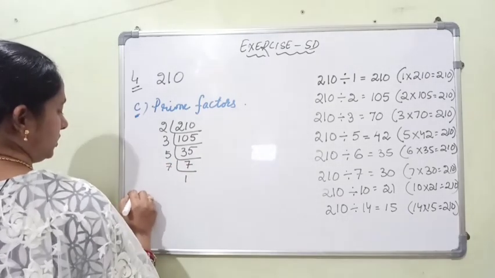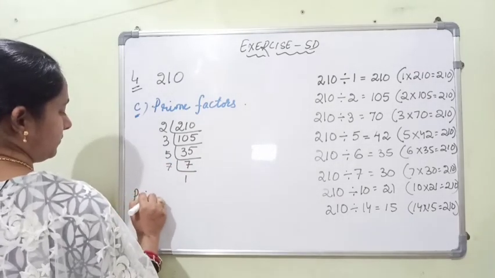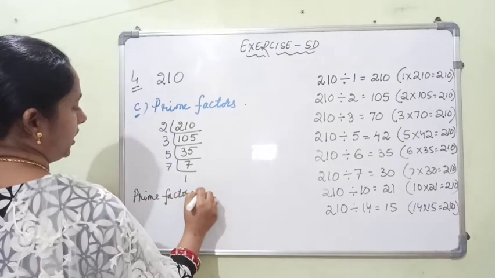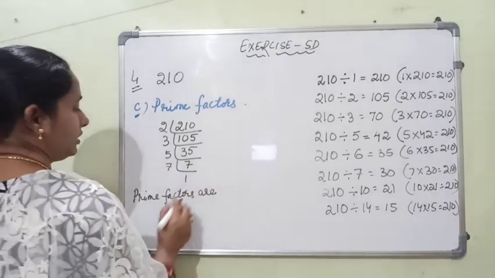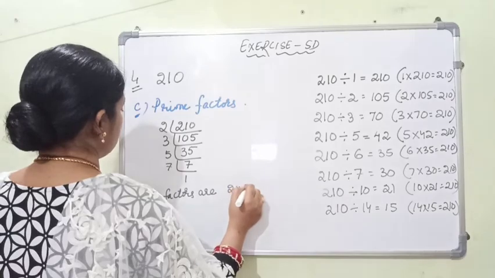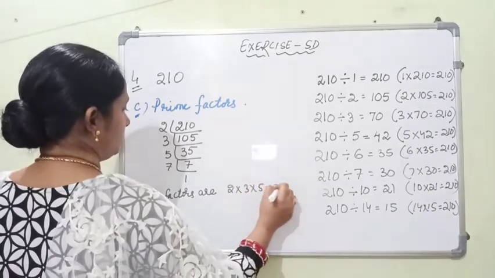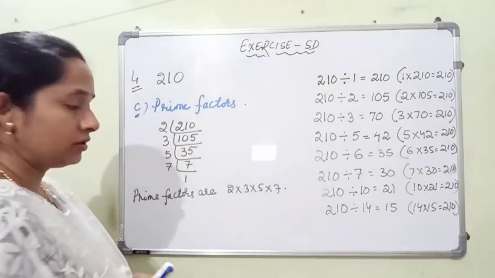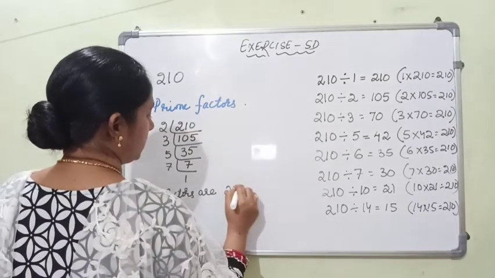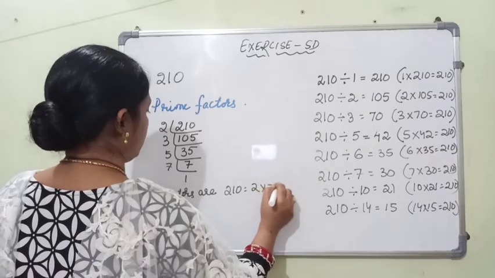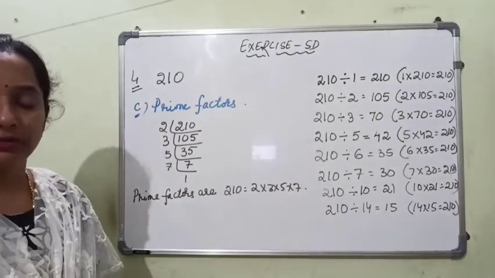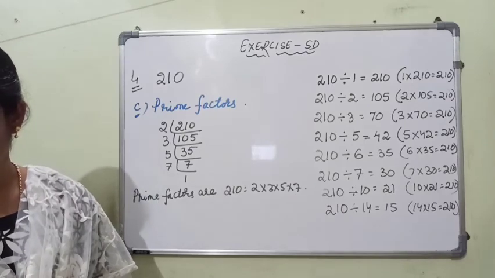So here the prime factors are, what are the prime factors, children? Prime factors are 2 into 3 into 5 into 7. What is it equal to? It is equal to 210. 210 is equal to 2 into 3 into 5 into 7. Understood?